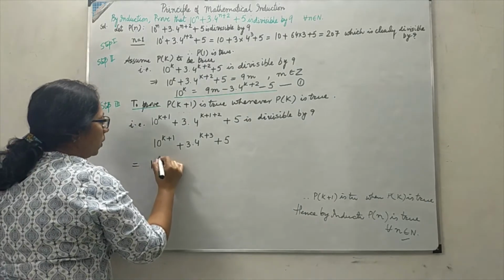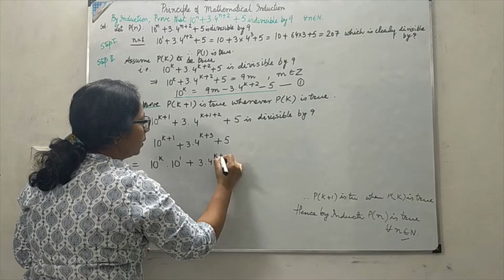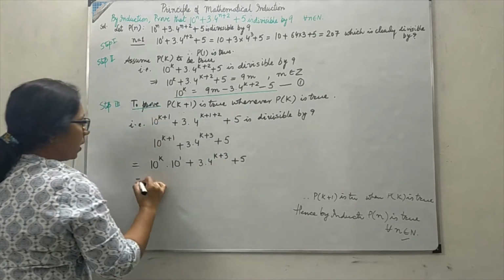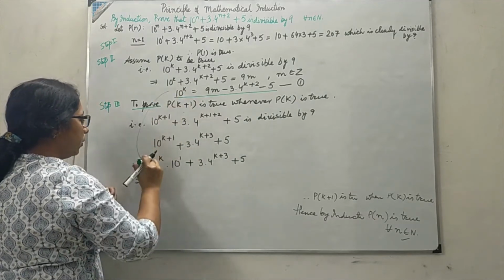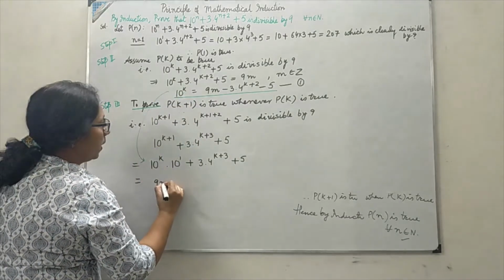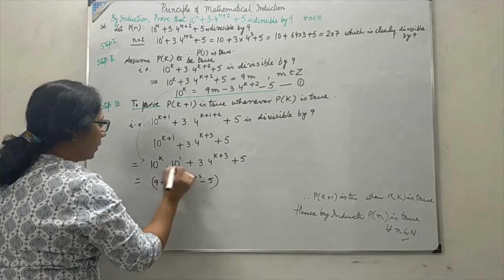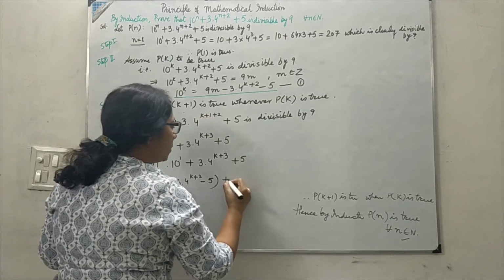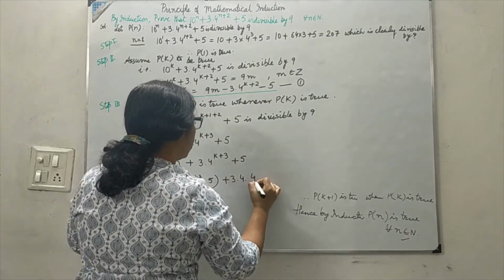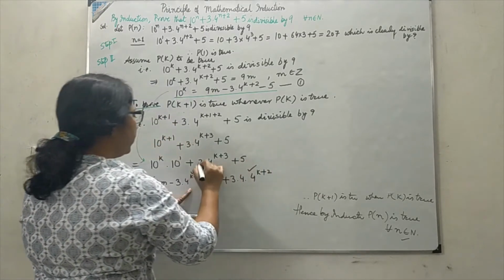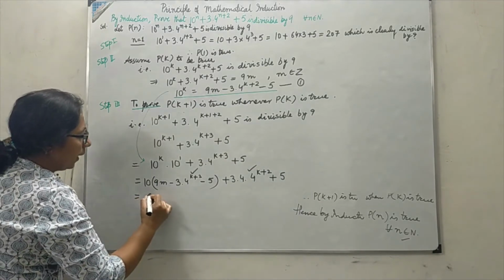Now, what will I do? I will write 10·10^(k+3) + 3·4^(k+3) + 5. I have broken this into two parts so that I can substitute its value from the first equation, that is 9m − 3·4^(k+2) − 5, multiplied by 10, plus 3·4. I have again taken 4 separately here so that this part can combine with this term, like terms, we can combine like this. Now what do we get?